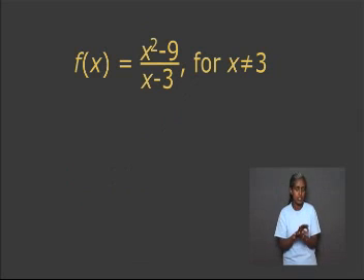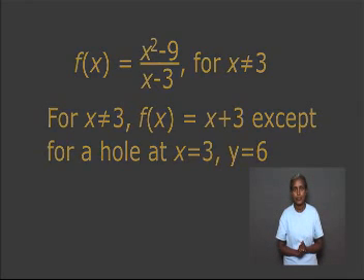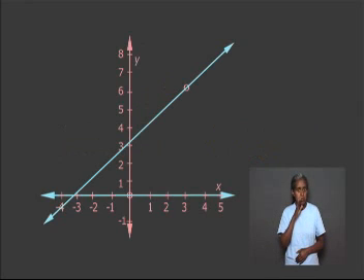In the last function, x cannot equal 3. Since x cannot equal 3, f(x) equals x plus 3, except that there is a hole at x equals 3, y equals 6. No need for a table of values here. This is the graph of the function. I hope that all of your graphs look the same as mine.